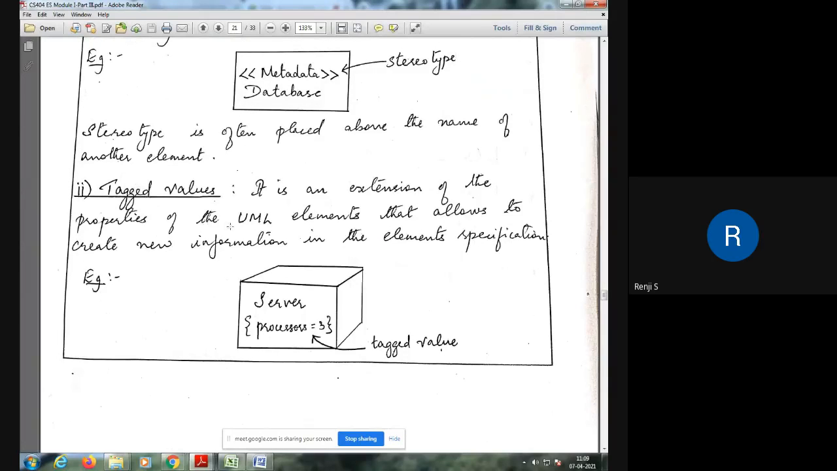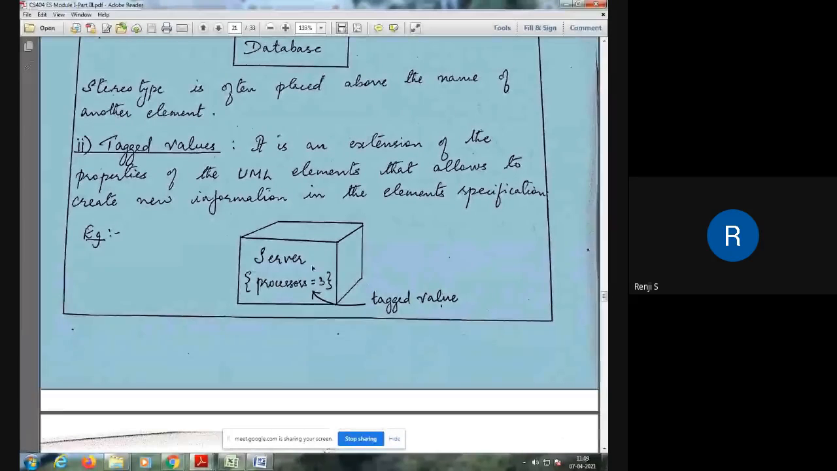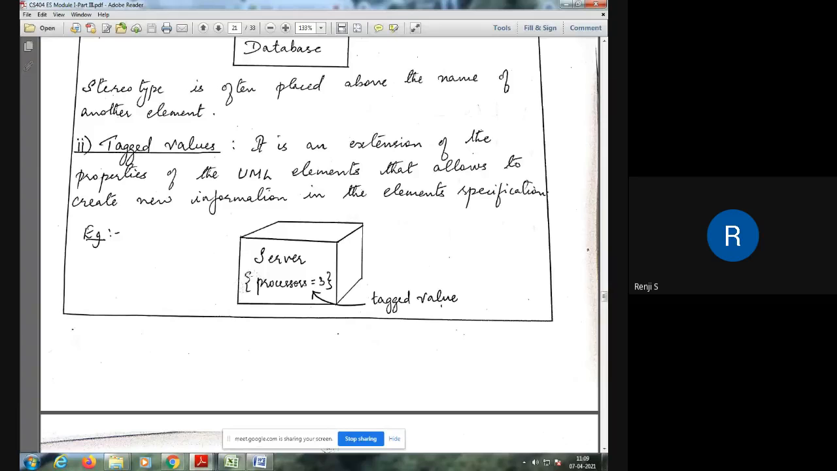Tagged values are usually written in curly brackets, just below the name of the thing you want to extend. Suppose this cube represents a UML thing called a node. The cube represents a node in UML, and here the name of the node is server. This is a machine named server. If I want to write the properties of the server, I can use tagged values. Tagged values are often written in curly brackets, and inside the curly brackets I can define the property, like the number of processors is equal to 3, and this represents a tagged value.